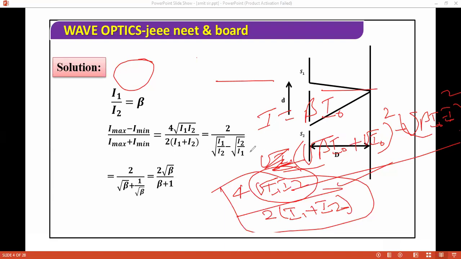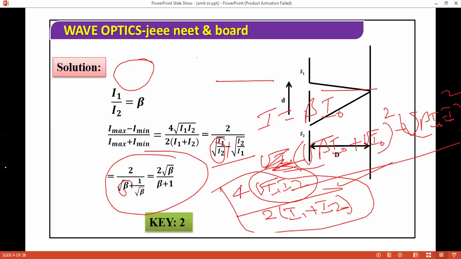Here you have to check it. This is plus I max and this is plus I min, so here it will be plus. This will come in the form where the question says I1 by I2 is given as beta, that is 1 by beta. Solve it and you will get this. It's a very good question, but it is an advanced level question. If you are clear about the concept, you can solve it.